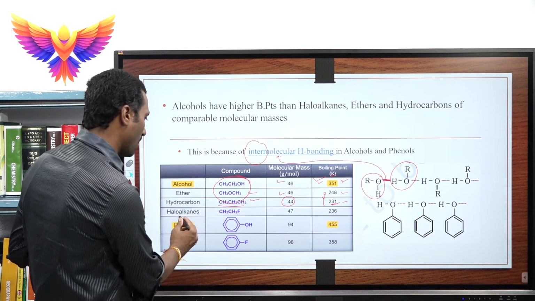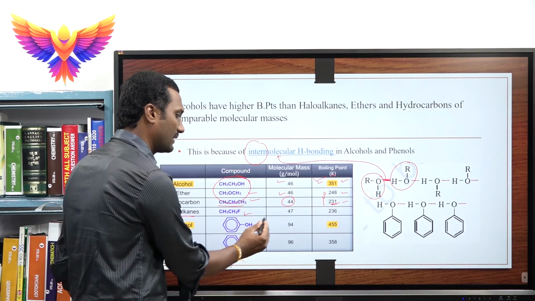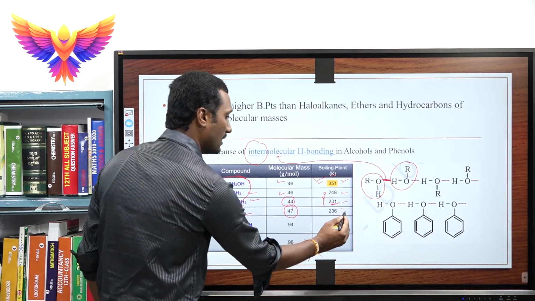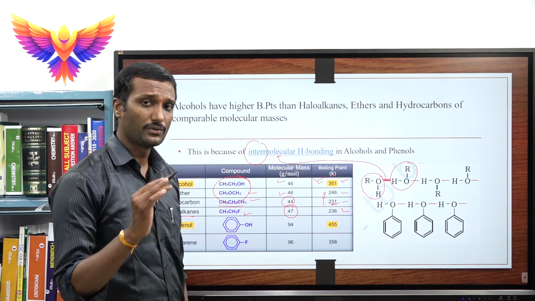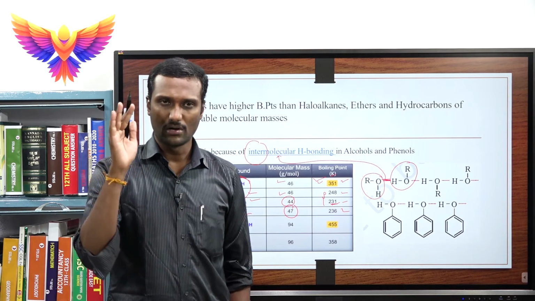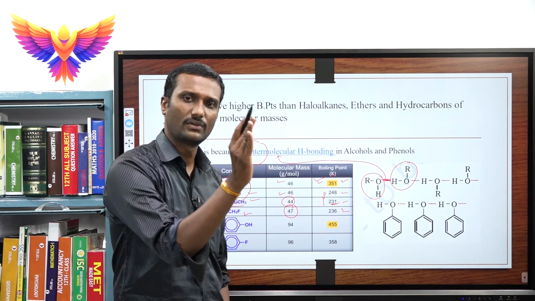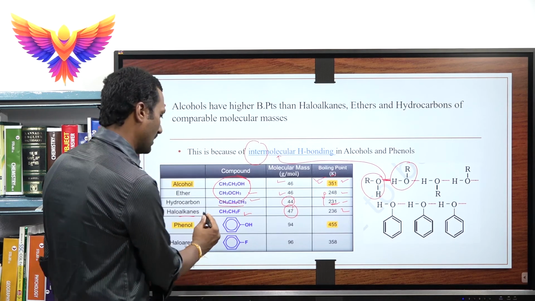The next one is haloalkanes. If you take haloalkanes of comparable molecular masses, we have a very low boiling point. So try to remember the order: first alcohol, the second is ether, the third is hydrocarbon, and the last is haloalkanes.